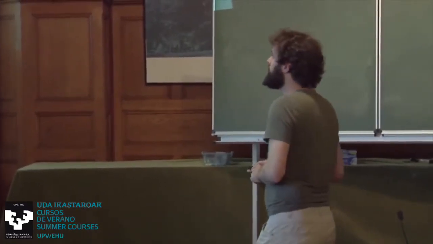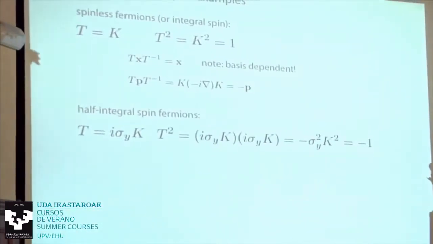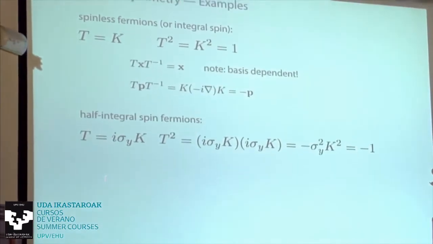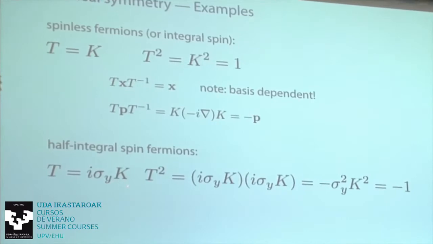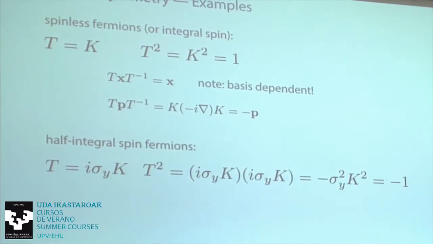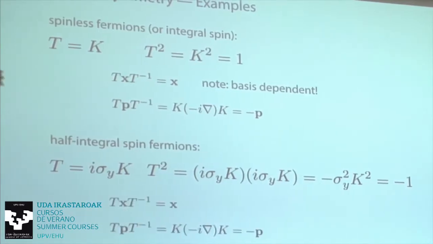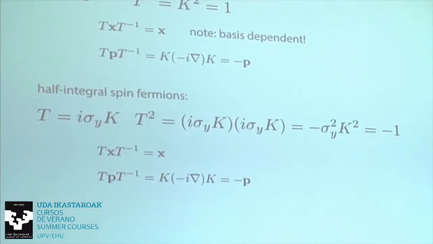Now, if I have spin, I need something more, and what I can usually do is, and this could be pseudo-spin, it doesn't have to be real spin, I have some matrix here, i sigma y, and complex conjugation, this squares to minus 1, as you can verify over cocktails. Now, x and p don't care about the spin, so they do the same as before.